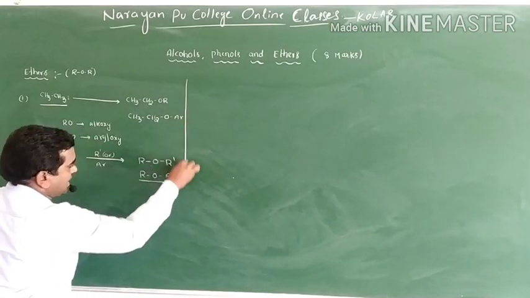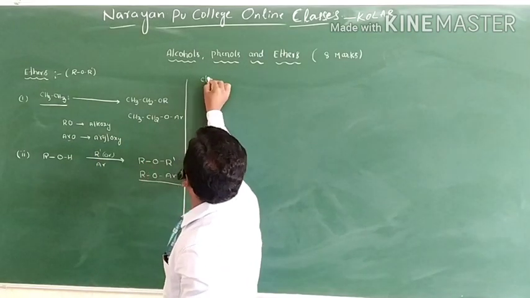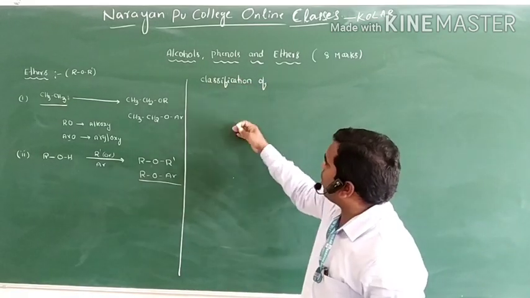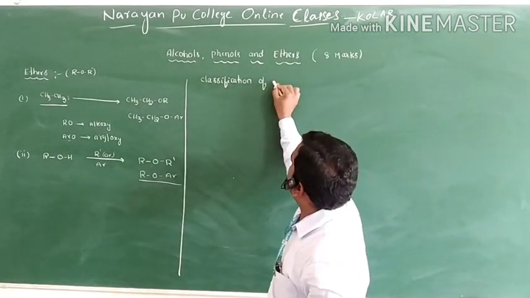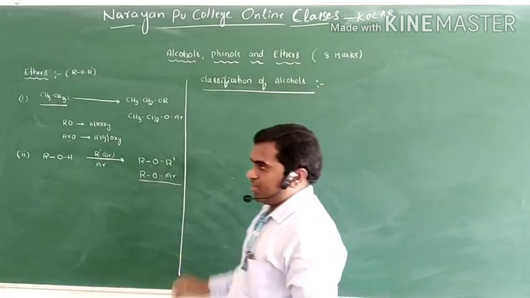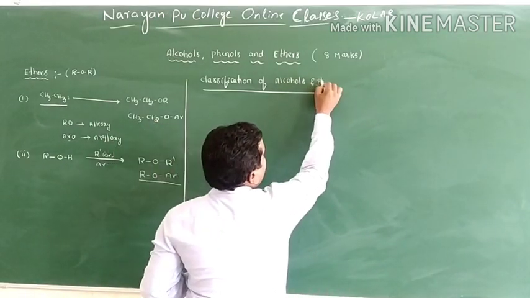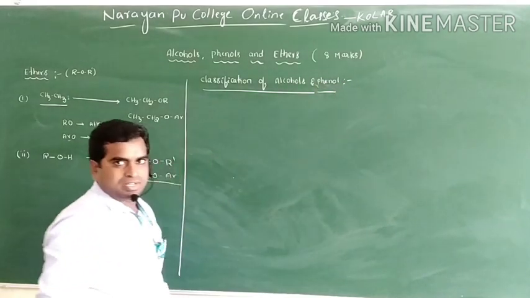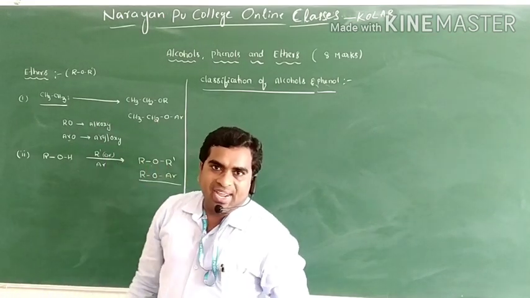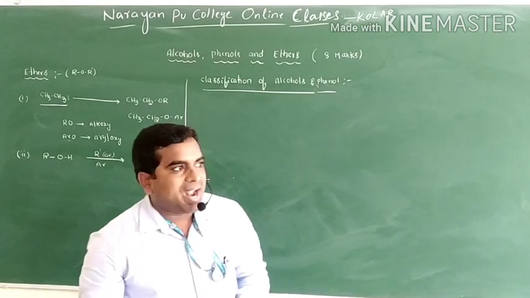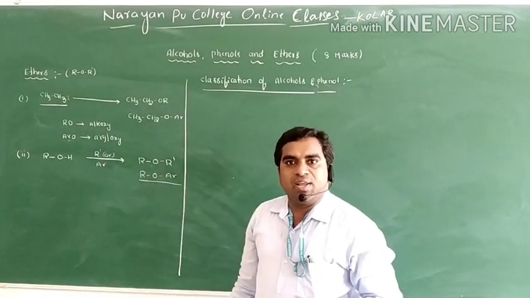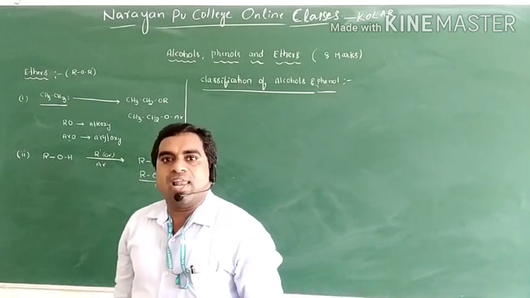Clear? And the next concept is classification. Classification of first alcohol and phenol, and after that we will discuss the classification of ethers. So how are alcohols and phenols classified? Their compounds are classified as mono, di, tri, and polyhydric compounds based upon whether the compound is having one OH group, two OH groups, three OH groups, or many hydroxyl groups. Simple.